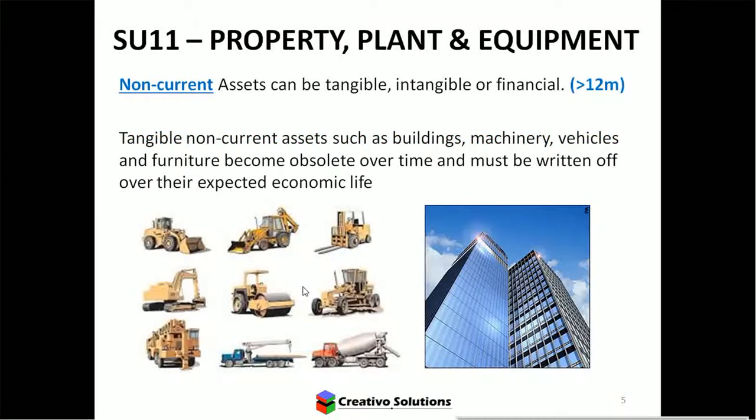Here are some examples. Non-current assets are tangible, intangible, or financial, but they're all longer than 12 months. If they're tangible, there'll be things like buildings, machinery, vehicles, furniture, all things that you can see, you can feel, you can touch. Those are tangible, physical assets. If I'm going to be writing off their use over time, what do I call that? We looked at it when we did adjustments. What do we call the writing off of the use of an asset?